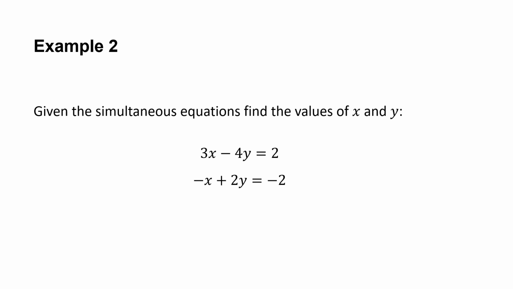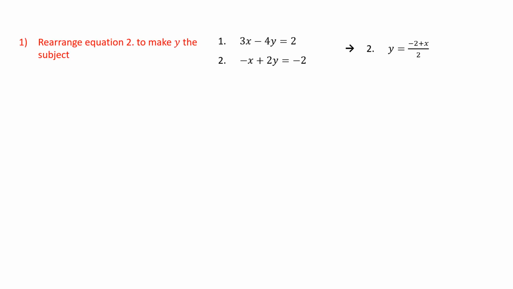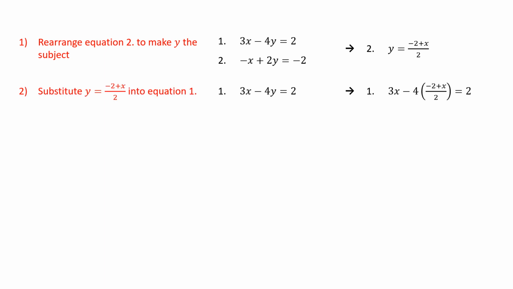Example 2, we have 3x minus 4y equals 2 and minus x plus 2y equals minus 2. And we need to solve for x and y. So we start off with our two equations and we're going to choose one of them and then we're going to make one of the variables the subject. So I've chosen here equation 2 and I've made y the subject. I'm now going to plug this into equation 1.